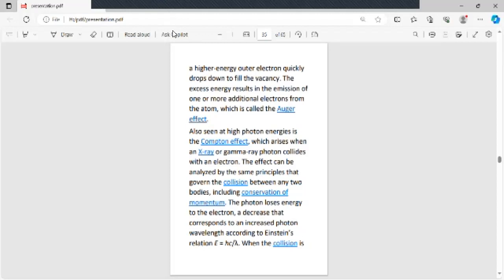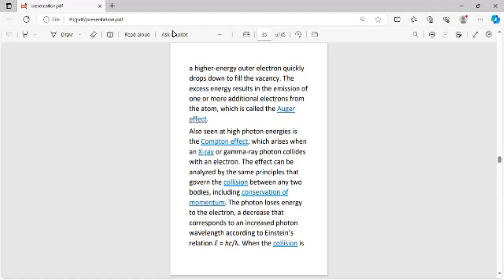Also seen at high photon energies is the Compton effect, which arises when an X-ray or gamma ray photon collides with an electron. This effect can be analyzed by the principles that govern the collision between any two bodies, such as the collision between an electron and an X-ray, including the conservation of mass, charge and momentum. The photon loses energy to the electron.